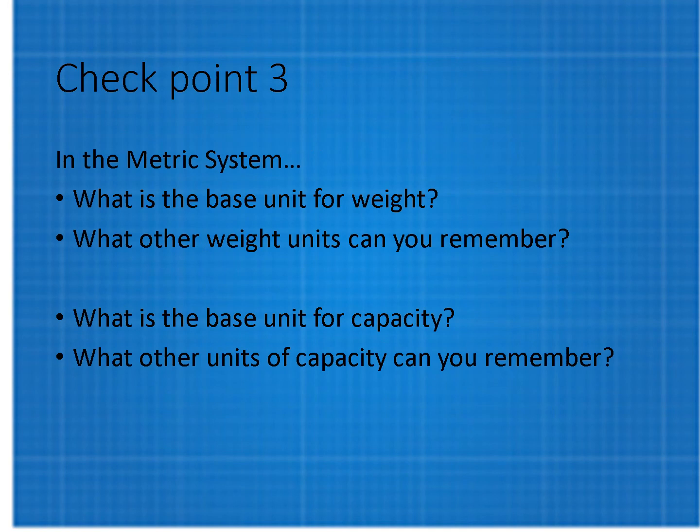Here are the follow-up questions. In the metric system, what is the basic or base unit for weight or mass? The answer is the gram. What other weight units can you remember? If we start at the rightmost, we have the milligram, followed by the centigram, the decigram, and at the center, the gram, which is the base unit. Then we have the decagram, the hectogram, and the kilogram. What is the base unit for capacity or volume? The liter. What other units of capacity can you remember? For the metric units, to the right we have the milliliter, centiliter, deciliter, and the liter as the base unit, then decaliter, hectoliter, and kiloliter.